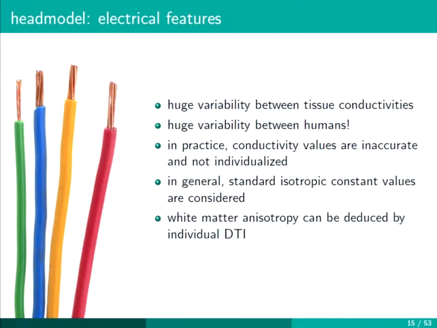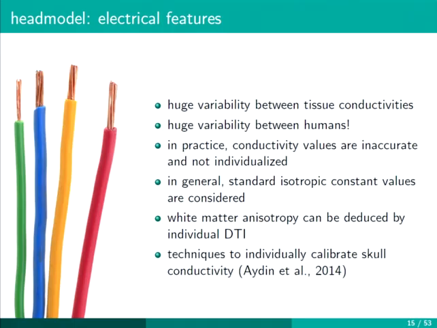But we can do something for the white matter, in the sense that we can extract information from DTI images and deduce the white matter anisotropy. So here we can have an individual value for the white matter compartment conductivity. And there are some techniques which can be used to individually calibrate the skull conductivity.